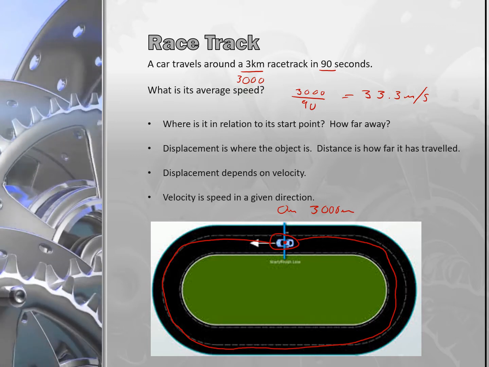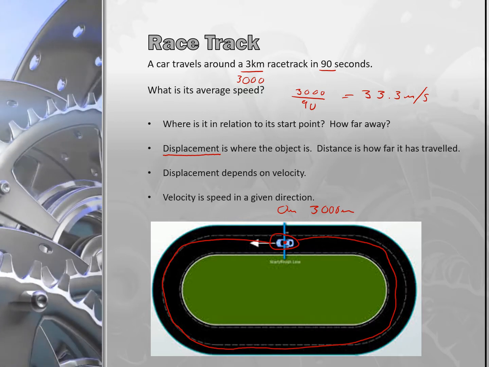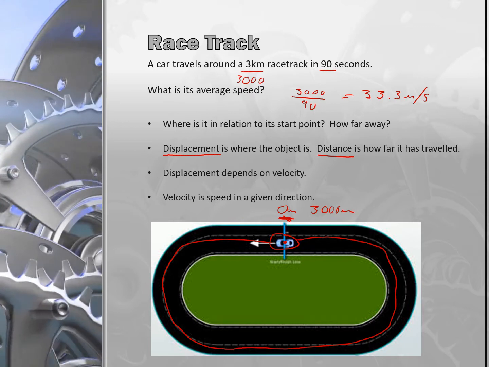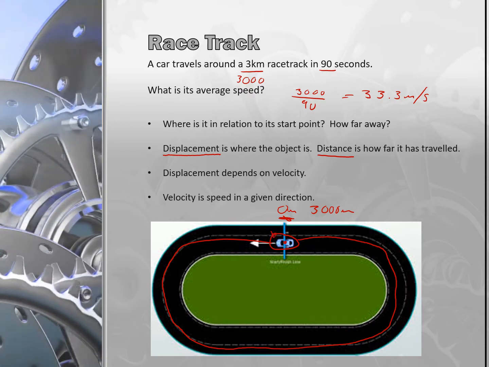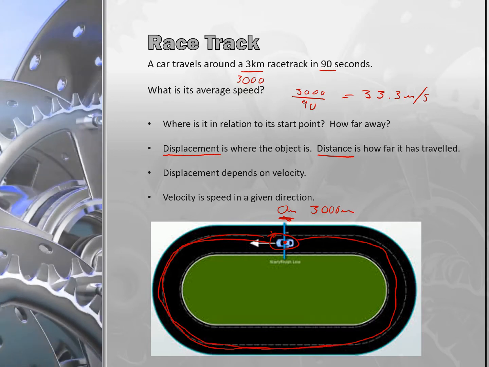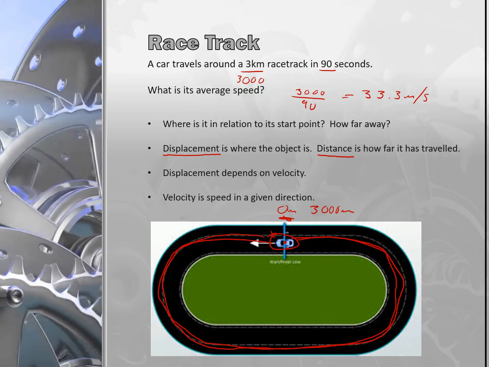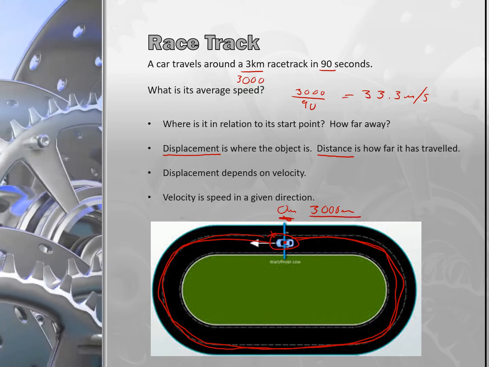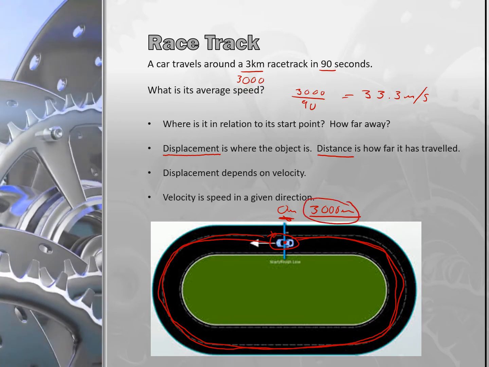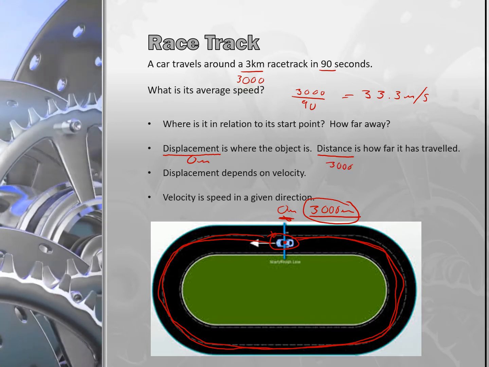Well, this is where we look at the idea of displacement being where the object is. The object is 0 meters away from the start point. Distance is how far it's travelled, and it's travelled from here all the way around and come back to the start point again. So it has in fact travelled 3,000 meters. So its displacement is 0 meters and its distance is 3,000 meters. So that's the difference between those two.